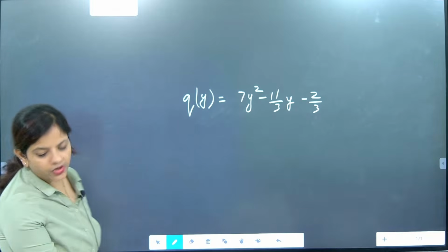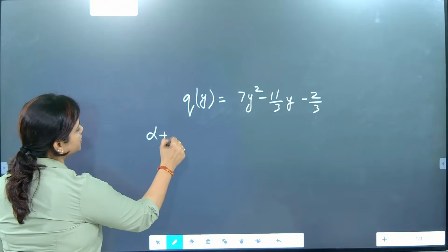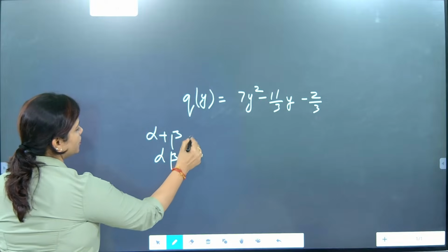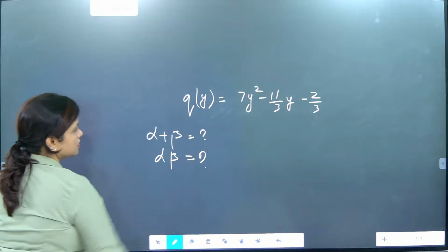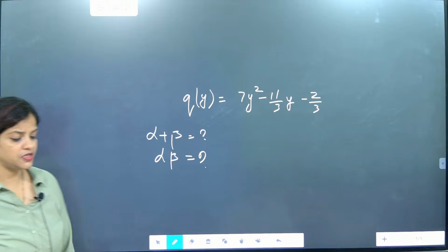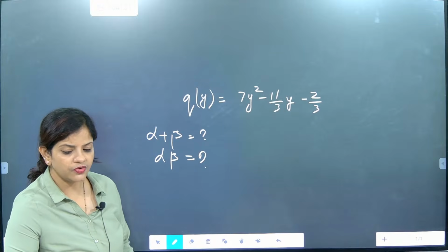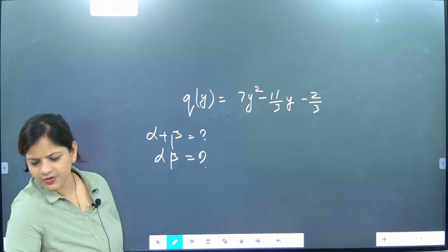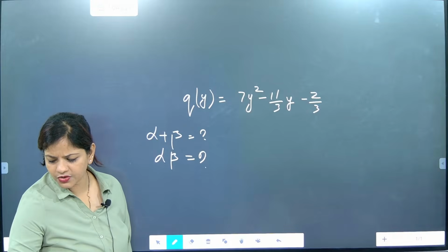Now maximum what they are going to tell, you have to find the sum of the zeros and product of the zeros. What is the sum of the zeros and product of the zeros? See, nothing is there in the question. Then polynomial you are tracing it, you need to just go with this. Is it very difficult to trace out?